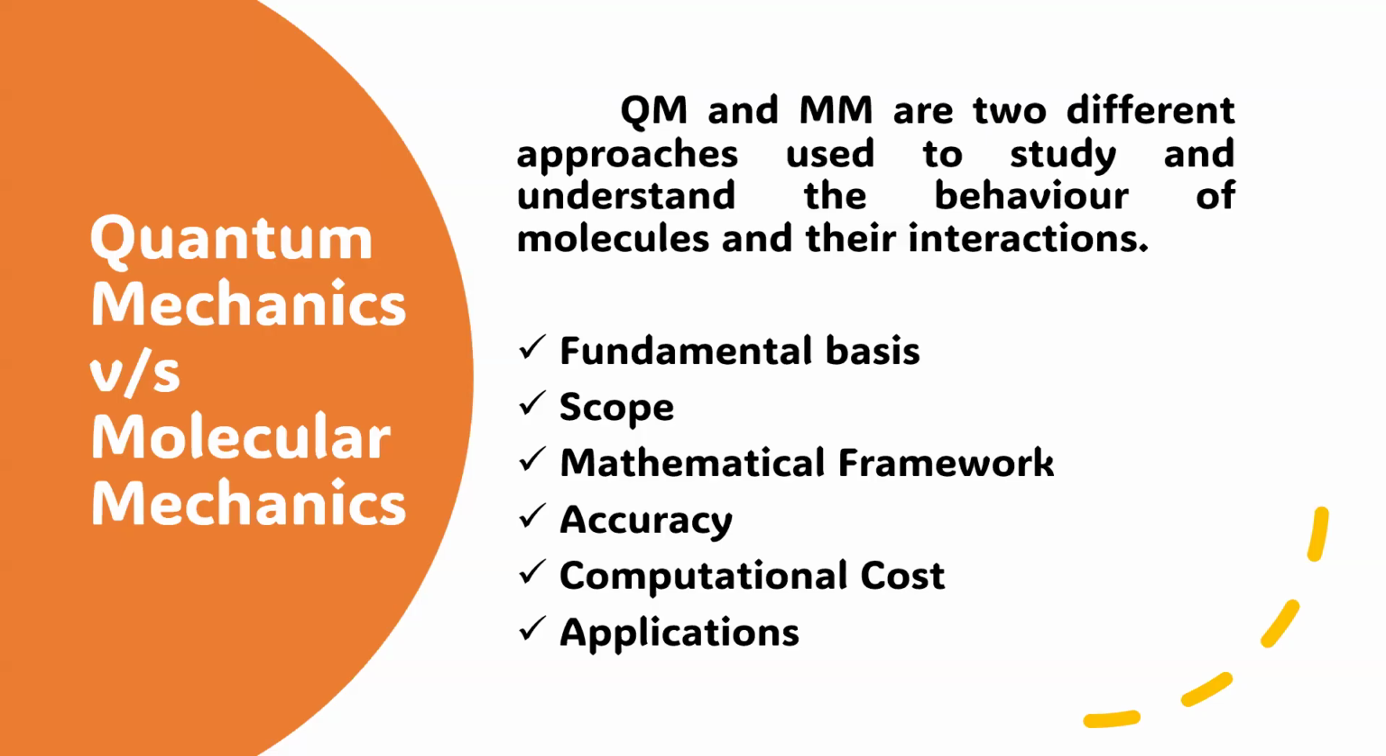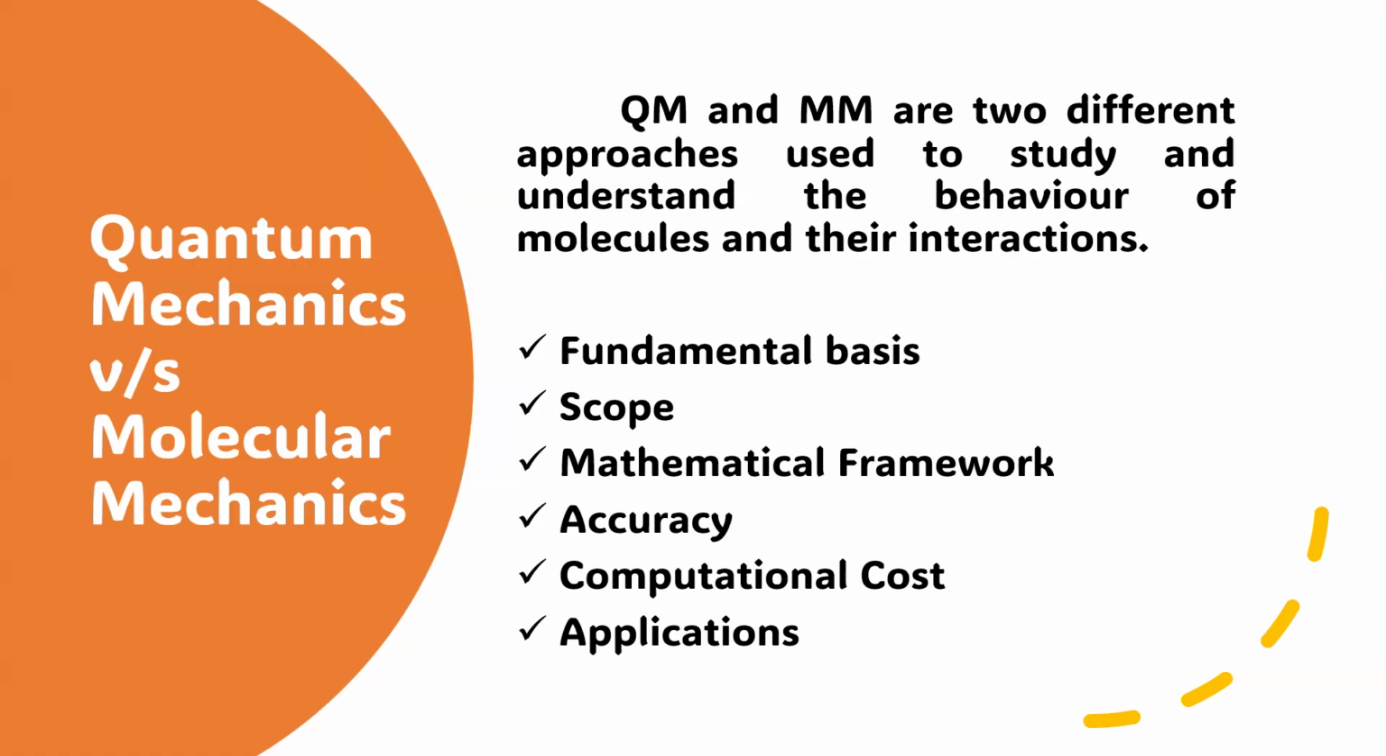Both quantum mechanics and molecular mechanics are two different approaches which are used to study and understand the behavior of molecules and their interaction at atomic level. Okay, but these are different from each other in various factors. So now let's try to understand how they are different from each other, when to use quantum mechanics and when we need to perform the molecular mechanics calculation.